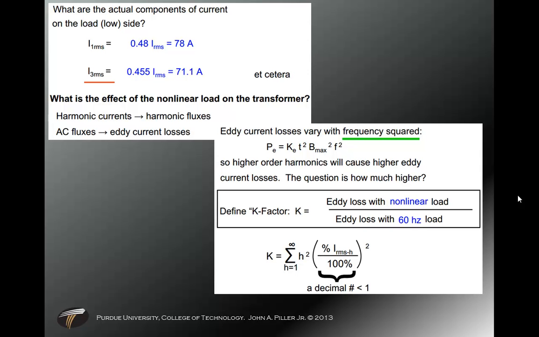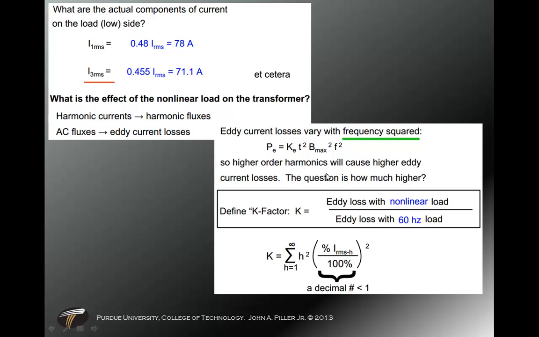What is the effect of the nonlinear load on the transformer? Well, those harmonic currents cause harmonic fluxes, and those fluxes cause extra eddy current losses. The eddy current loss varies with the frequency squared. So we get a little bit of an equation here. We kind of ignored most of the equations up until now that had anything to do with magnetics, but B is a magnetic value, K is a constant with the steel, B is a magnetic value, the signal. T is time, F is frequency, 60 hertz at this time, P is the energy caused.